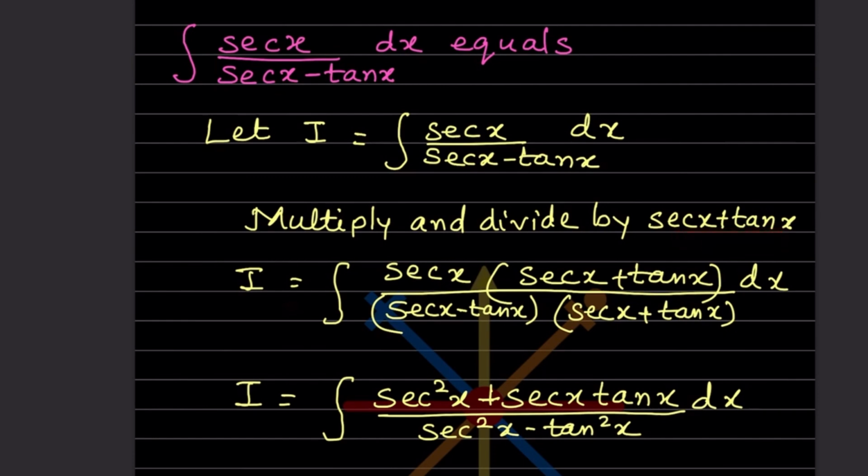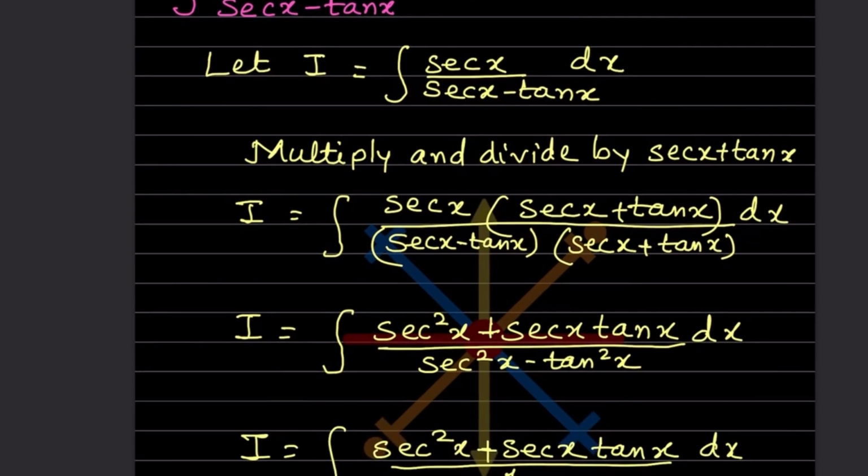So this I is here, this sec x as it is. We are multiplying by sec x plus tan x. Again, this is as it is in the denominator, and we are multiplying by sec x plus tan x dx. Now when we multiply, this into this is going to be sec square x, and this plus sec x tan x.